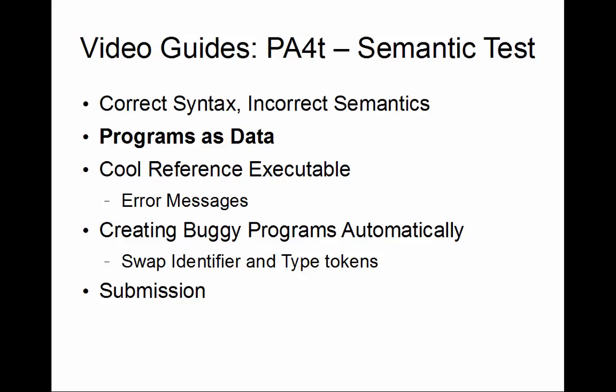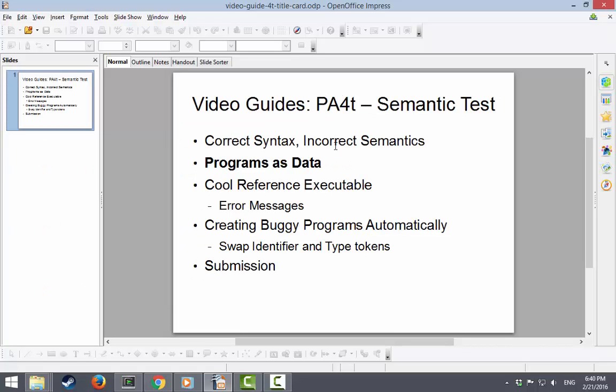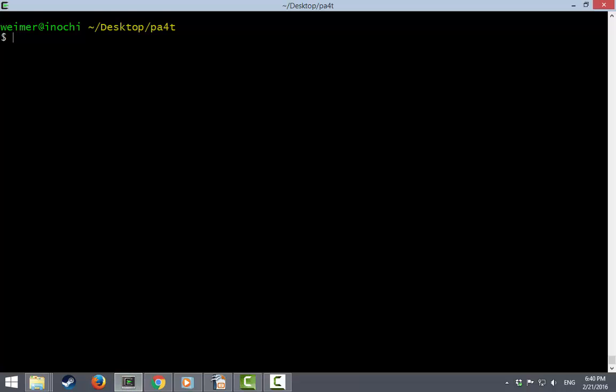But we may also want to create some buggy programs automatically, and for many of you this may be a relatively radical idea in the traditional sense. Can I write programs that write programs? Yes, we're going to do it, and it's not even going to take that long. We're going to try to flush out candidate bugs by swapping identifiers and types to make bad programs. We'll see that in a bit. And as usual, there will be some live submission demos. Those always work. All right, so let's get started over here.